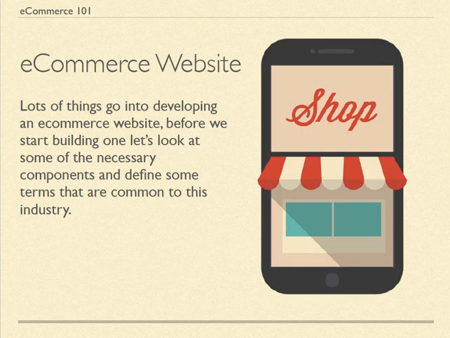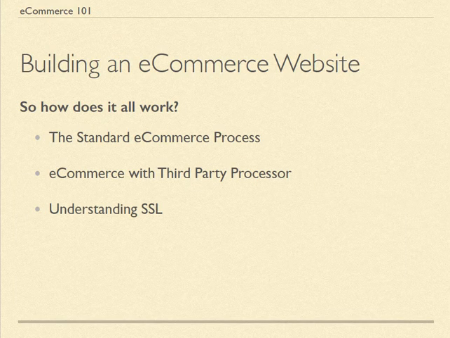There's all sorts of things that go into developing an e-commerce website, but before we actually start building one, we need to look at the necessary components and we need to define some terms that are common in this industry. If we break it down in how an e-commerce website actually works, we have the standard e-commerce process, we have e-commerce with third-party processors, and we need to understand SSL. So let's define some of those things.